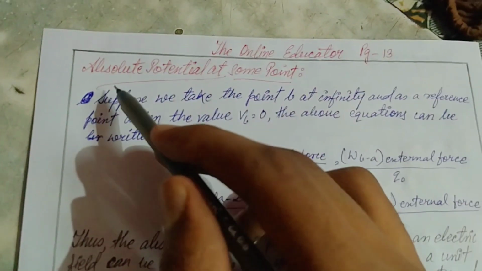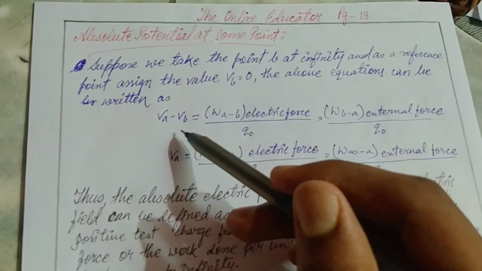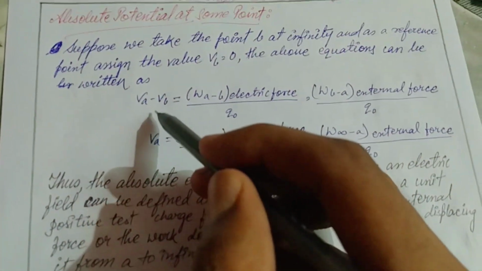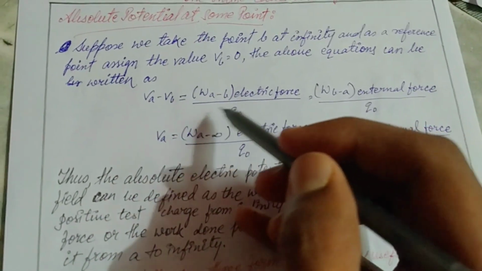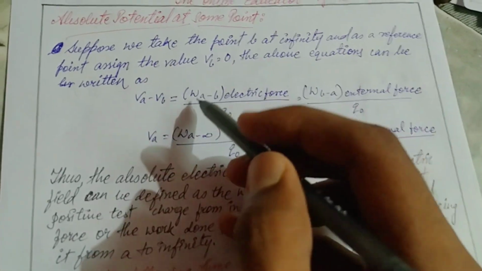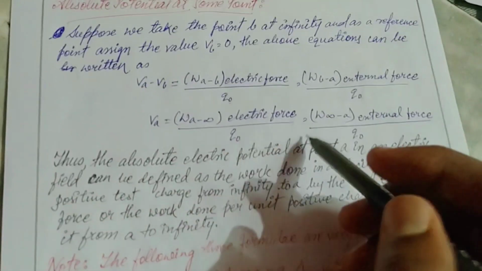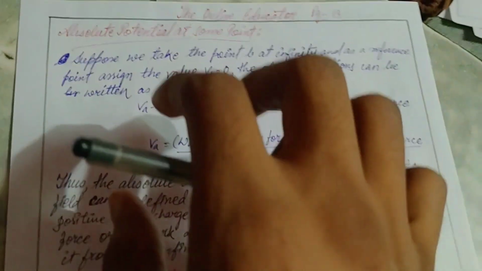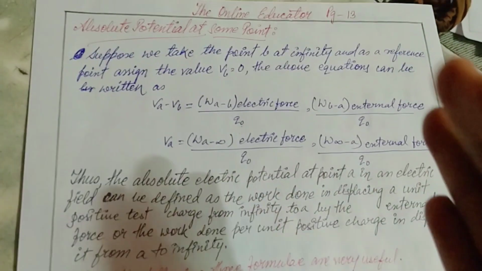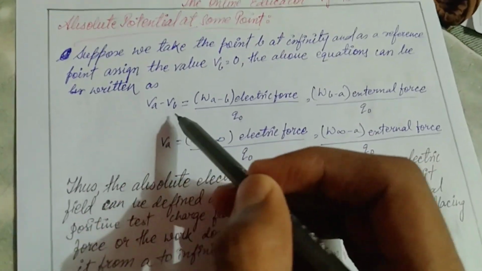Now we come to absolute potential at some point. Suppose we take point charges, so we'll be taking out the change in V. The change in V is equal to the work done by the electric force per unit charge, divided by q naught. You are seeing here that the work done by the external force is equal to the change in electric potential energy.